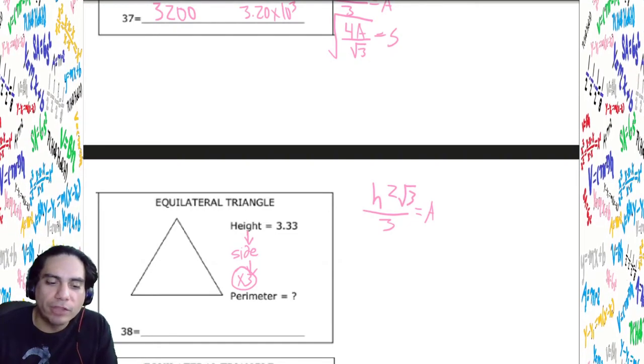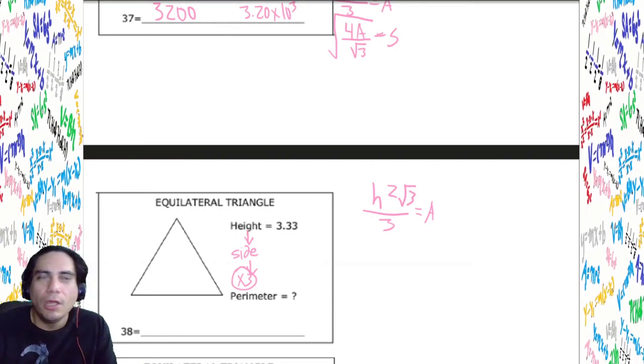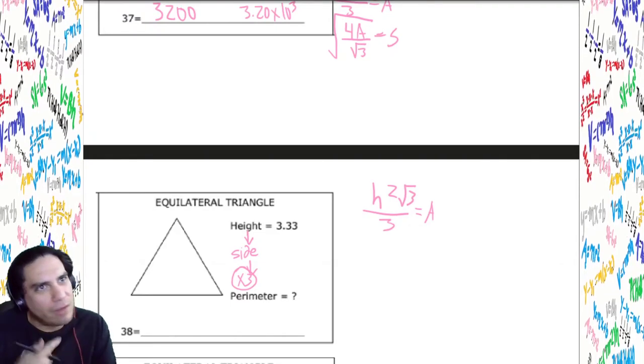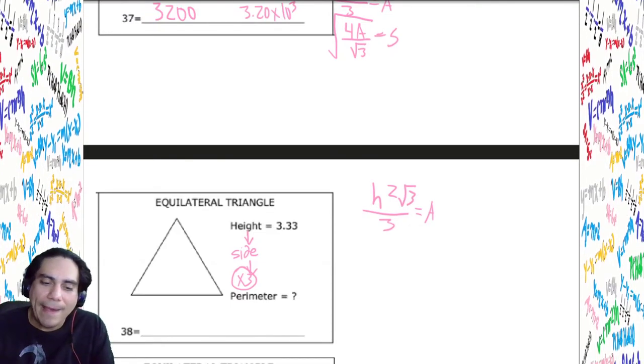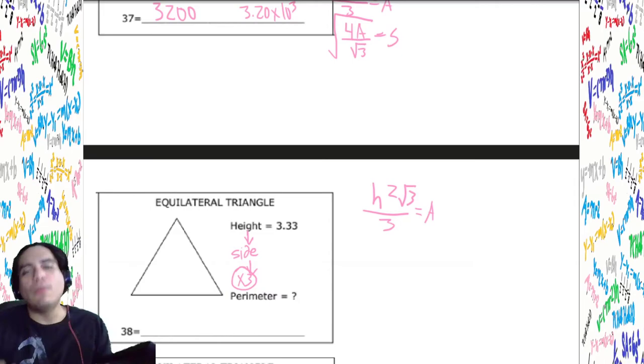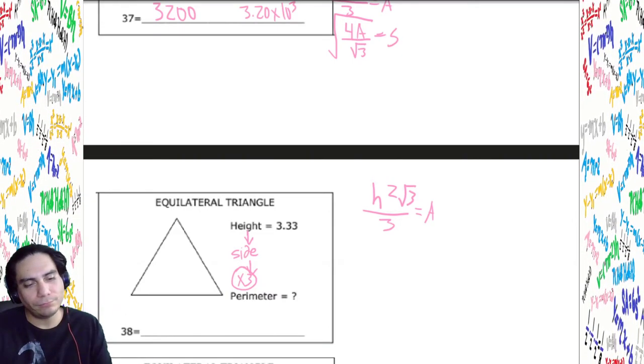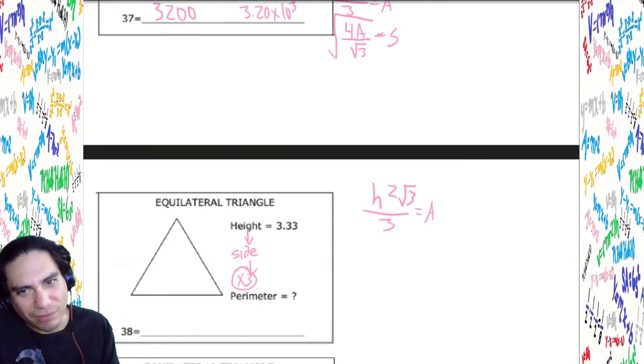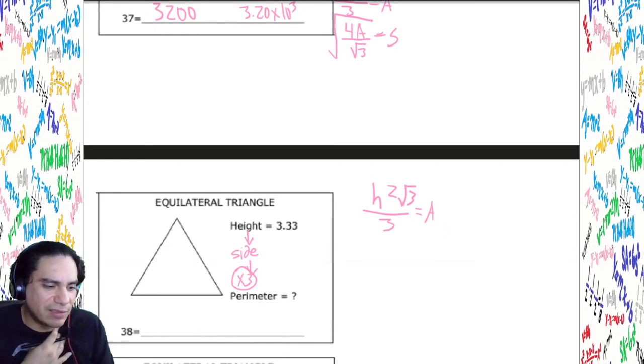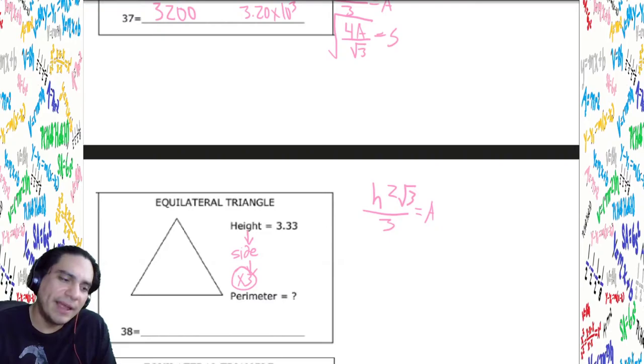Okay, so we got 3.33 square root. Make sure you type these numbers correctly because I already made two mistakes here, right? We all make mistakes in life, but try not to make too many of them. So I got 6.40 as my area.